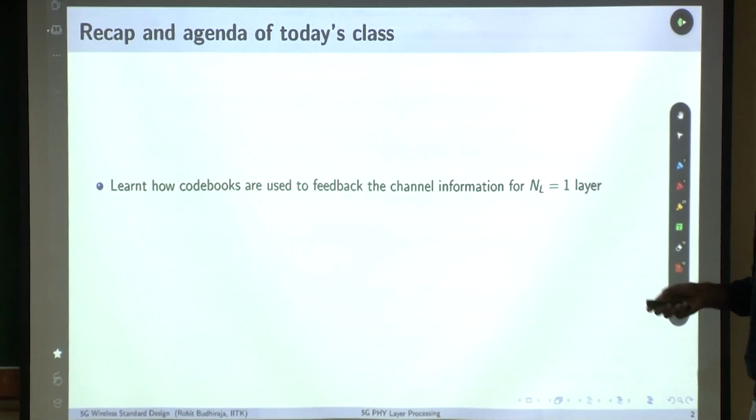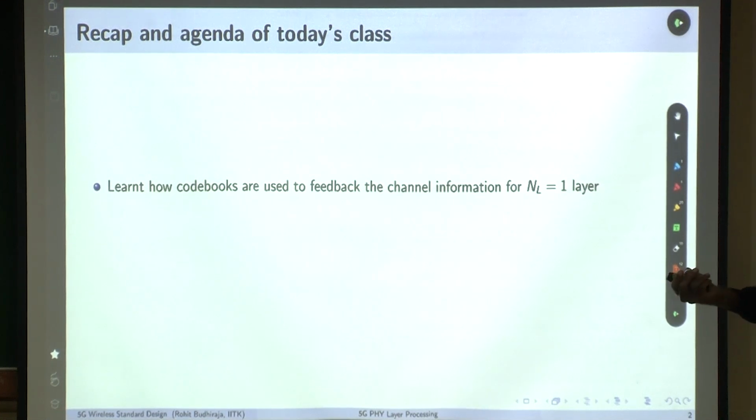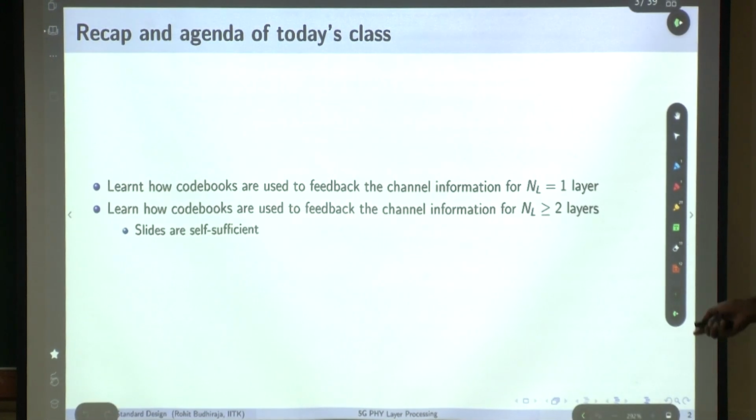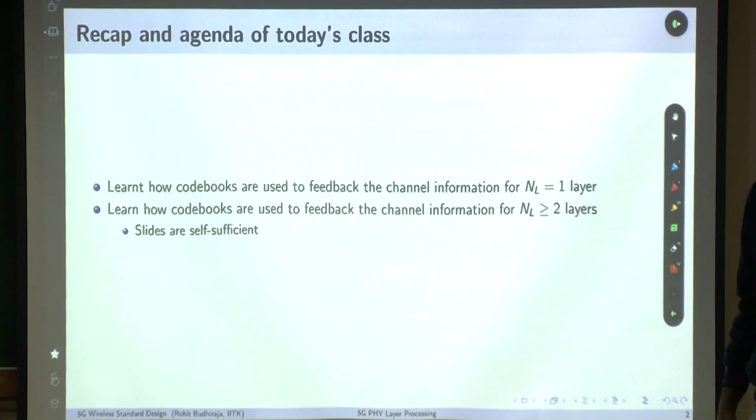So what we learned yesterday was how codebooks are used to feed back the channel information for NL equal to 1 layer, wherein the base station had 2 antennas and the UE had 1 antenna. What we are going to see today is how this happens for NL greater than or equal to 2 layers.